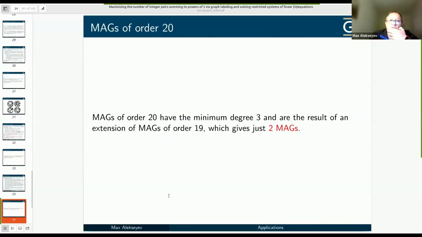And max of order 20 is very easy because of the large minimum degree, and so they can be obtained as an extension of max of order 19, and there are just 2 such max. So all max are constructed, and therefore my proof of the theorem is now complete.